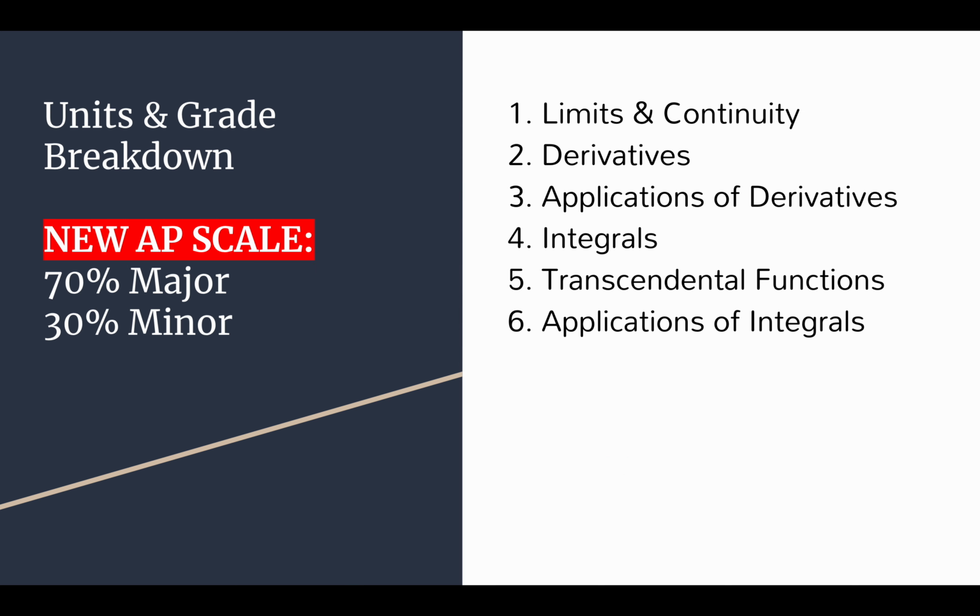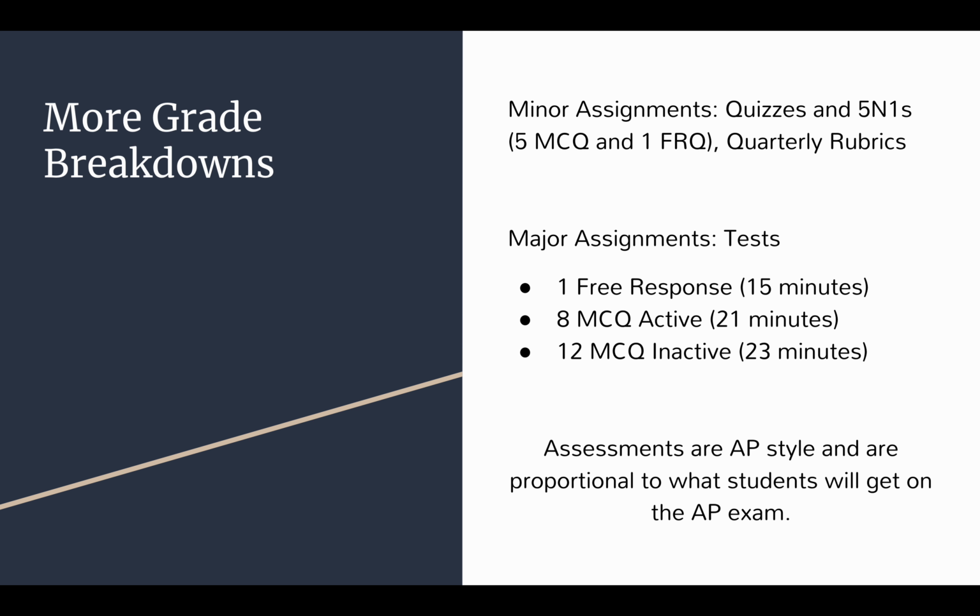In addition to that, we also have a new grading scale. 70% is going to be major and 30% will be minor assignments. And then here are the units for AP Calculus AB. The 30% would be your minor assignments, and those are going to be your quizzes, your 5-in-1s, which basically means that you're going to have 5 multiple choice questions and 1 FRQ, and then quarterly rubrics at the end of the quarter.